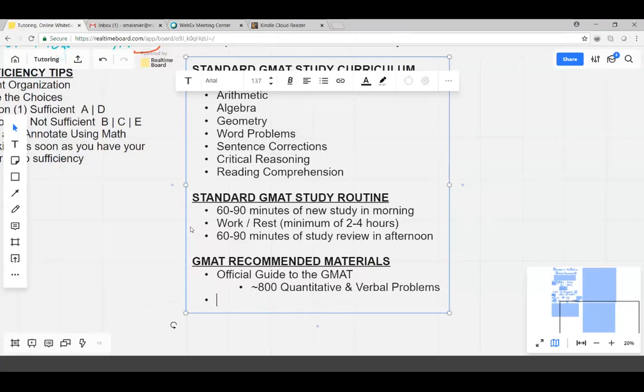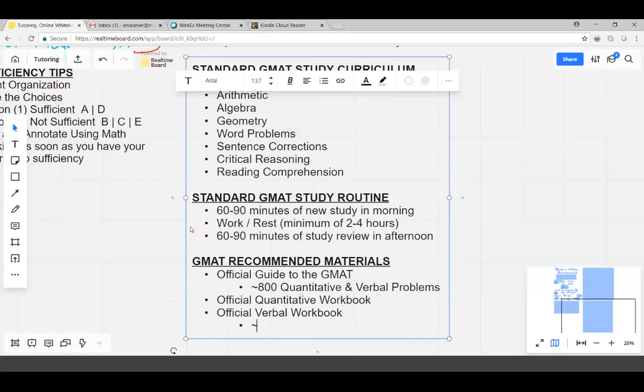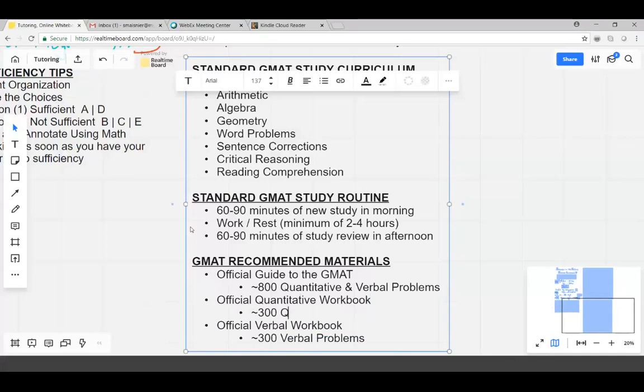And if you need additional resources, they also have the official quantitative workbook and the official verbal workbook. And both of these are going to include an additional, what do they have this year? I think it's somewhere around 300 for each. It looks like 300 questions on the quant, and approximately 300 verbal problems.